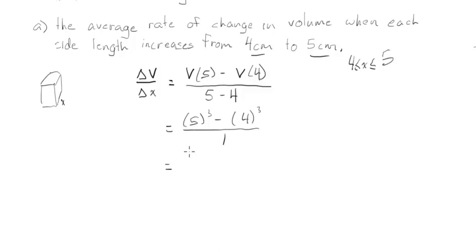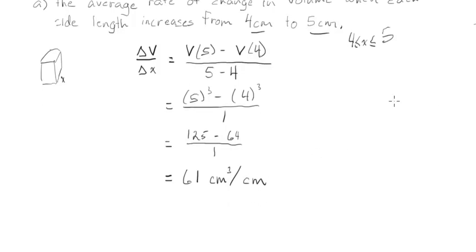5 cubed is 125, minus 4 cubed is 64, over 1. So this works out to 61. And now the units: the numerator of the units was volume, so that would be centimeters cubed, divided by the units for the denominator, which was centimeters. So centimeters cubed per centimeter.